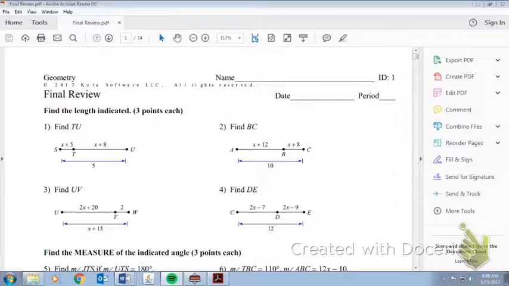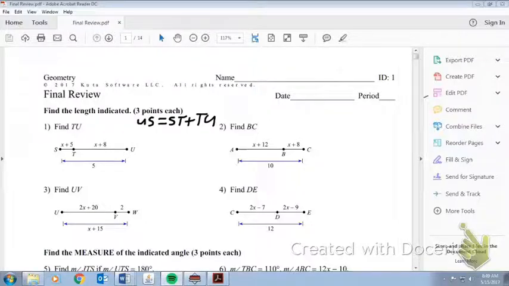So, number 1 through 4, all of those deal with what is called the segment addition postulate. And that is just breaking a long stick up into two little sticks, and the two little sticks equal the long stick. Now, in the segment addition postulate, as well as the angle addition postulate below, I highly recommend that you do what I just did, and that is write out exactly what adds up to what.